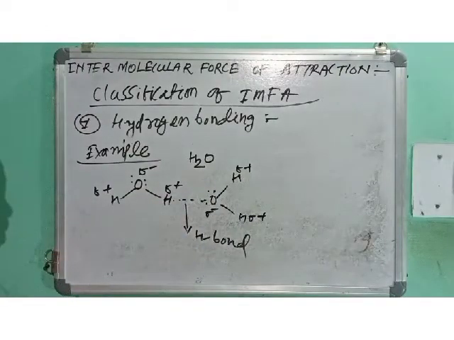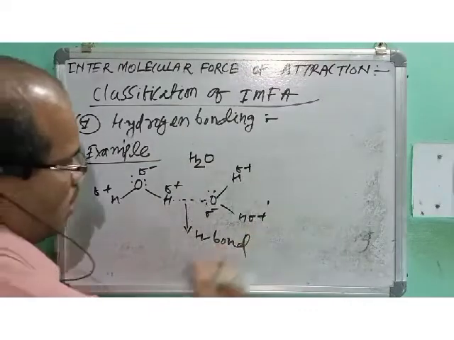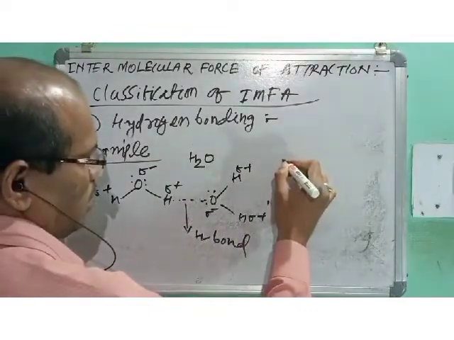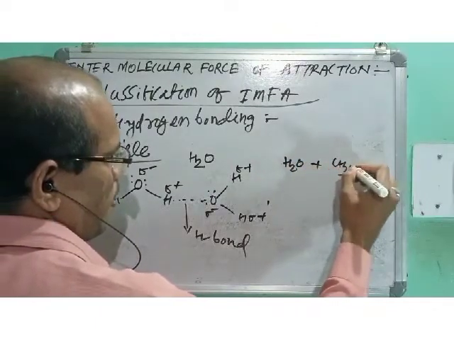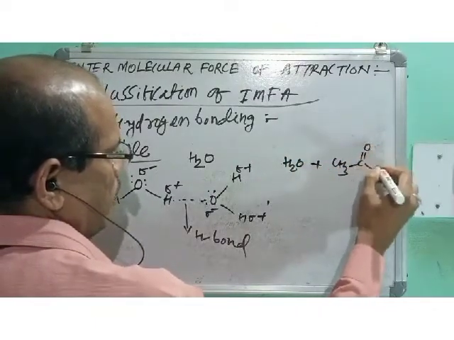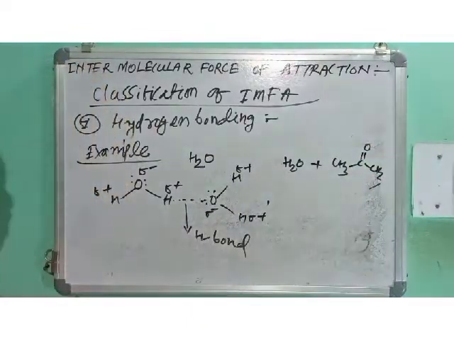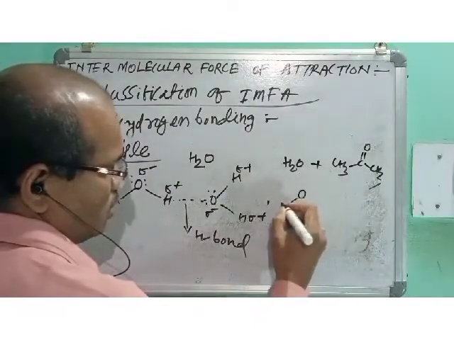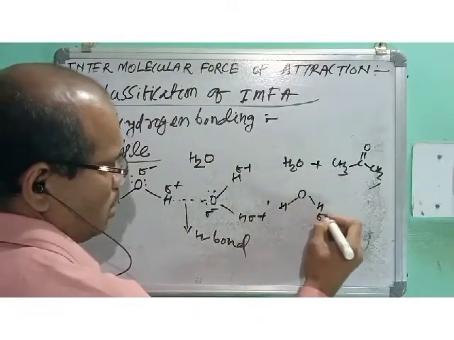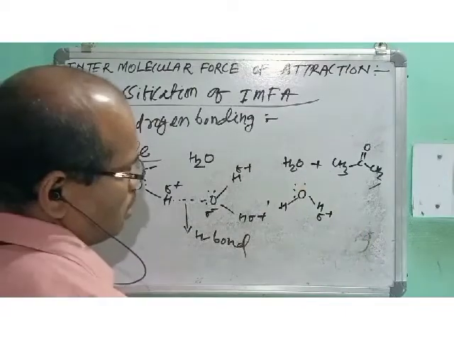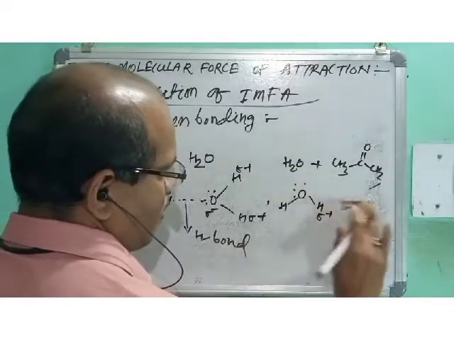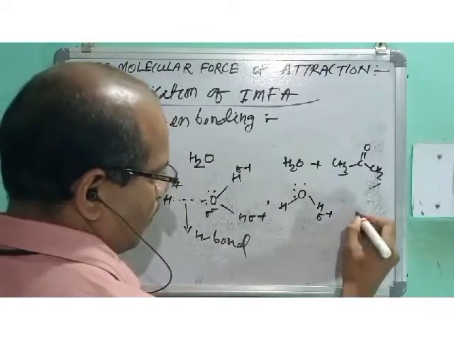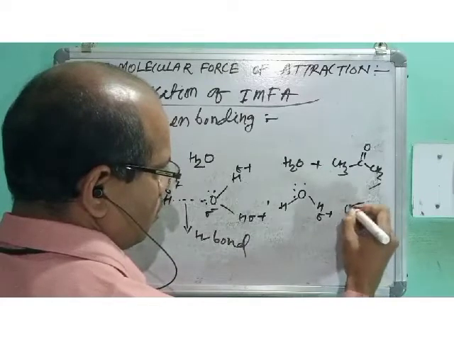This is hydrogen bond. And another example I can say: let water and acetone. Water and acetone. Now I'll see whether there is hydrogen bonding between them or not. So I have to write water here. This is delta plus, and I have to write another acetone molecule. This is acetone.